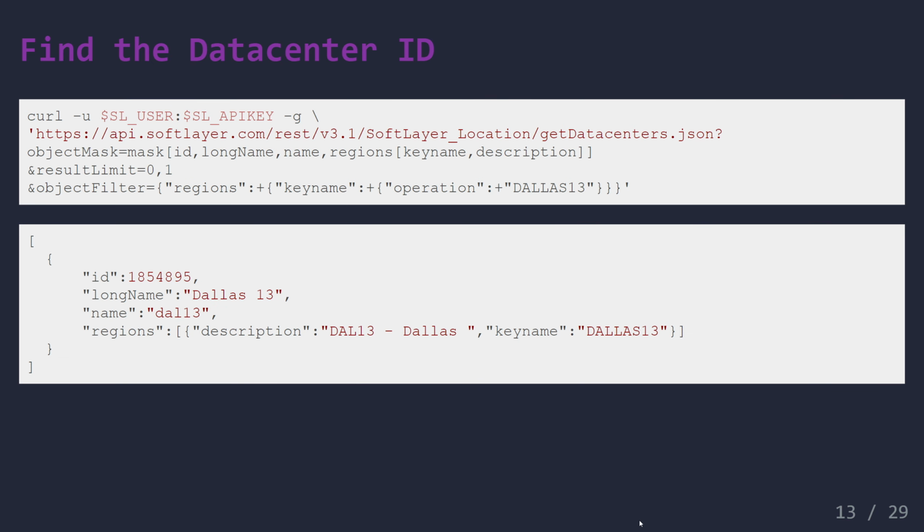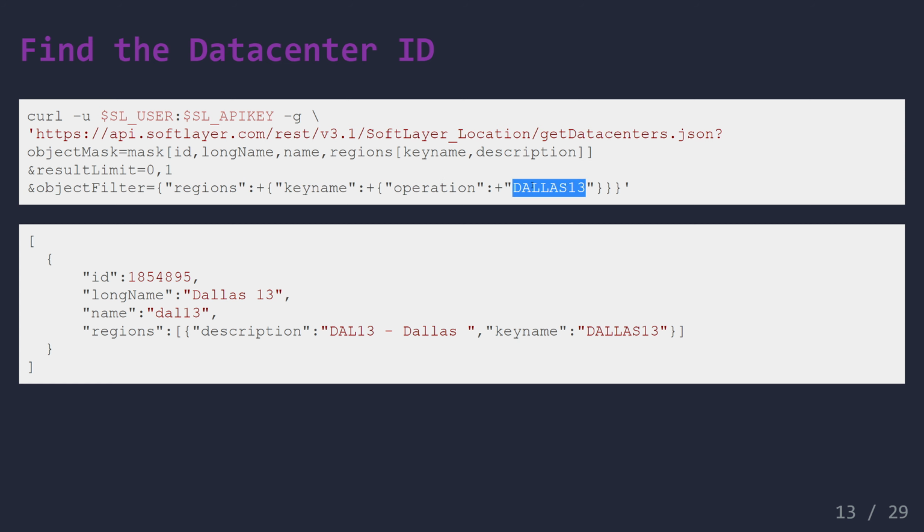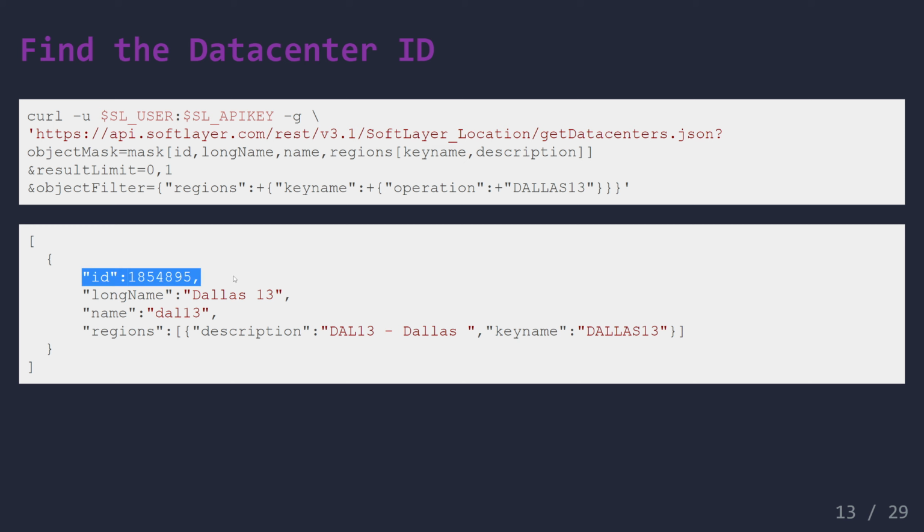So here is what the SLCLI does when you press enter on that command we just talked about. First, it needs to find the data center ID for Dallas 13. It does this by calling the SoftLayer location get data centers API. We use an object filter, regions key name operation equals Dallas 13. And it gives us back this one result. And this ID is the data center ID we need when we place an order.